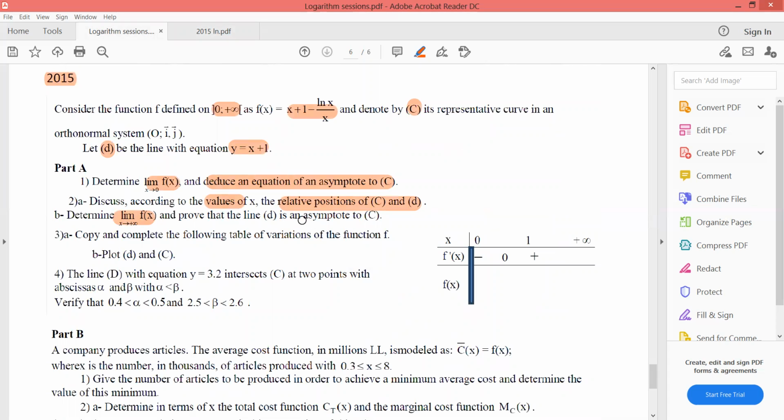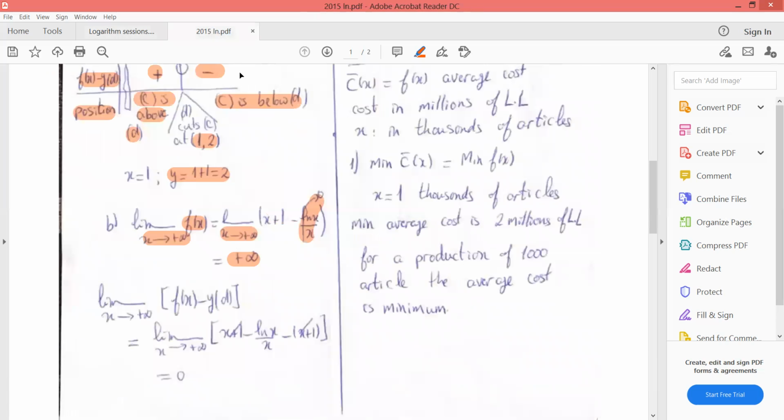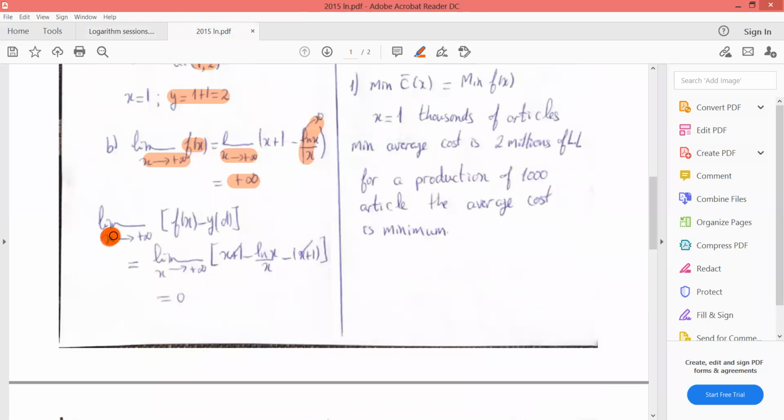And how to prove that the line D is an asymptote to the curve? We need the limit of f(x) minus y_D. How much will it be? It must be 0. So the limit as x tends to plus infinity of f(x) minus y_D.